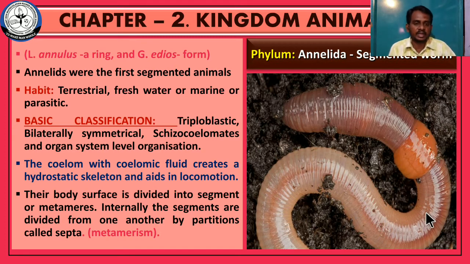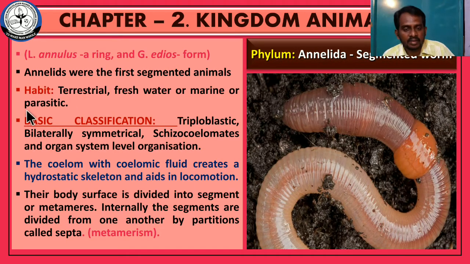Metamerism is a peculiar character for Annelida. Habitat: maybe terrestrial, freshwater or marine, and some animals are parasitic in nature. Leech is an example for a parasite. It is an ectoparasite. Nereis is an example for a marine animal, and earthworm is an example for a terrestrial and freshwater animal.